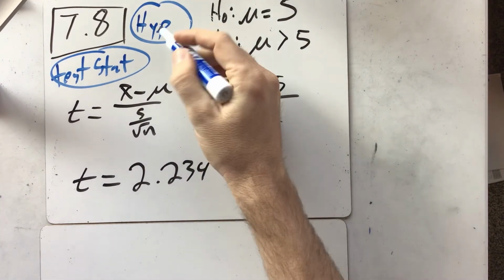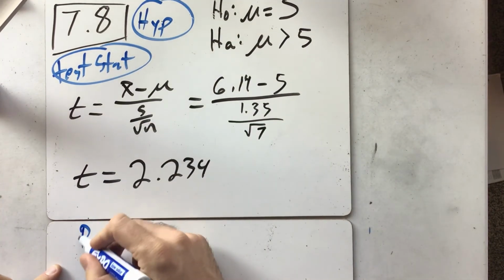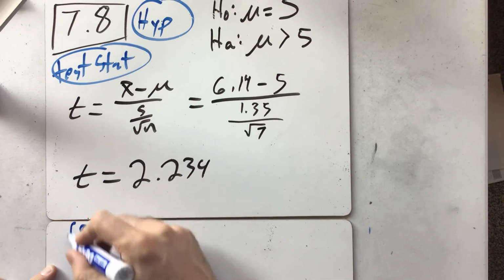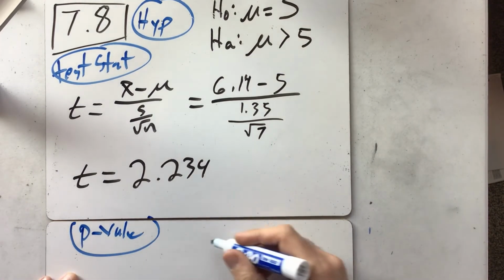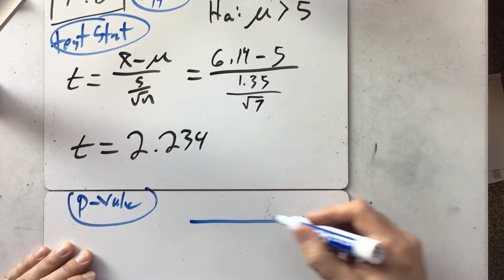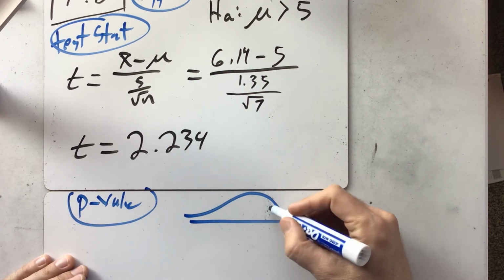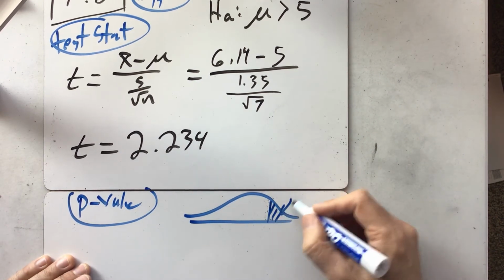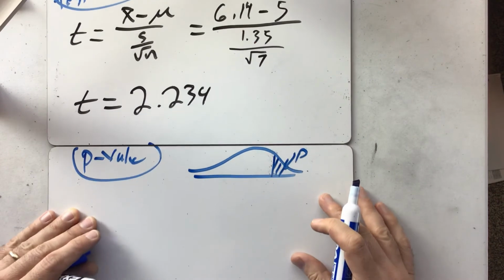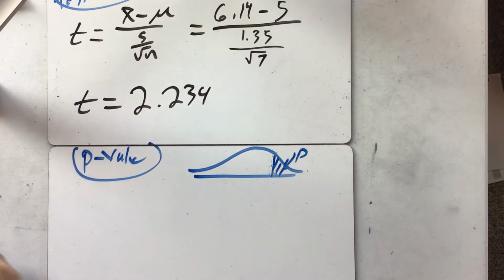So again, we follow the same 4 steps: hypothesis, test statistic, p-value. And my p-value, just like the last problem, is going to be right-tailed. So that means I'm going to put my number here, and I'm going to look for that right-hand side for my p-value. So let's come back to our app and see if we can calculate what p is.